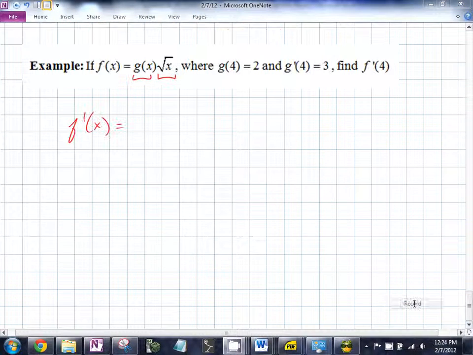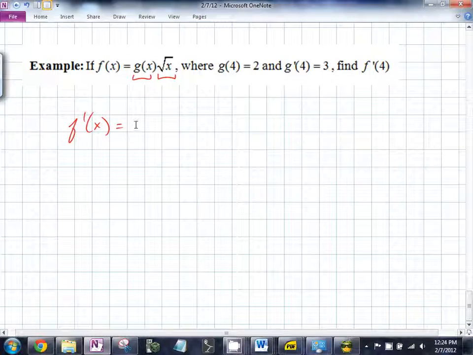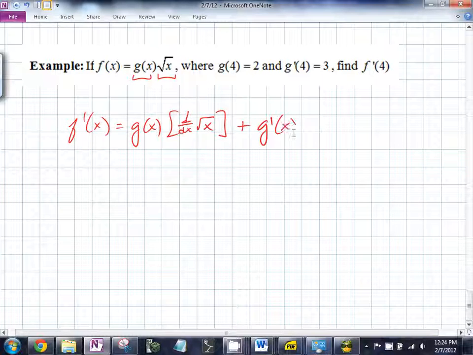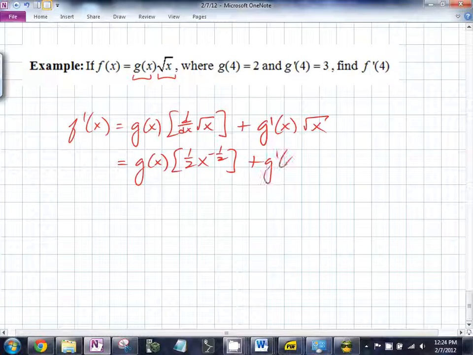G of x times, and we'll write the d dx of this. We'll do an extra step here. Plus g prime of x times the square root of x, right? What's the derivative of the square root of x? What was it? 1/2 x to the what? Negative 1/2 plus g prime of x root x, correct? So that's f prime of x. This thing is asking for f prime of 4, right? Yeah. So what do we plug in for x?